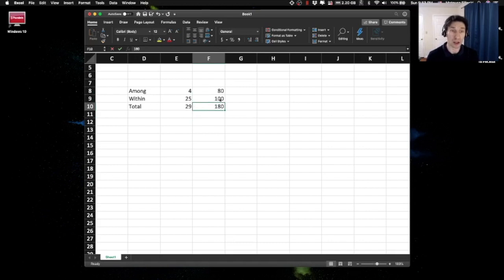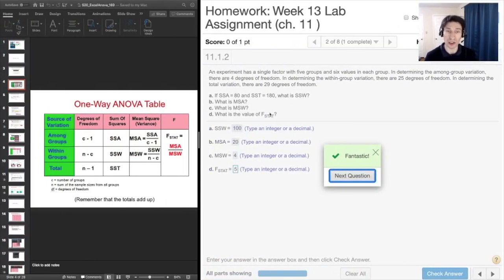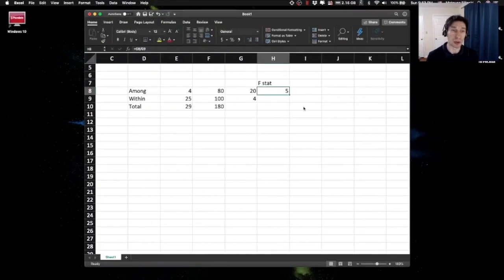What else do we add? We know this is 100, and then we know that this is this divided by that. So those are the MSA and MSW, and then you can divide this by that, and you get your F stat. The reason this is really helpful is because the questions are not always going to have round numbers like this. It's not always going to be 180 minus 80, which is very easy to do in your head. But if you need to compute things, make this little table and everything goes easily.